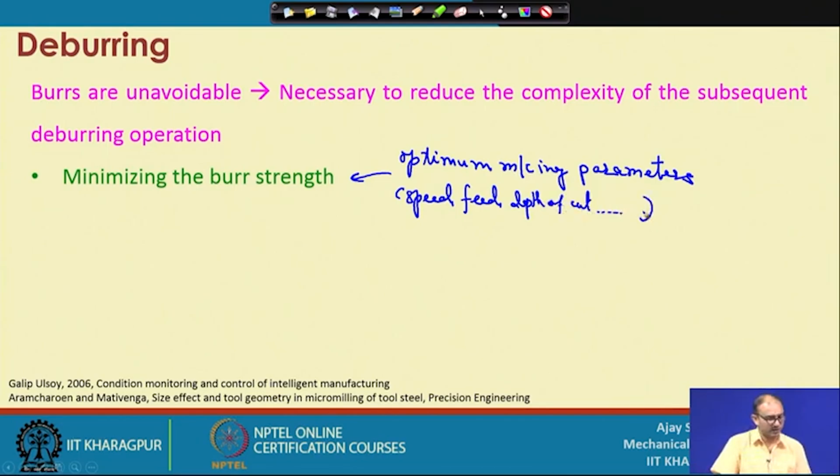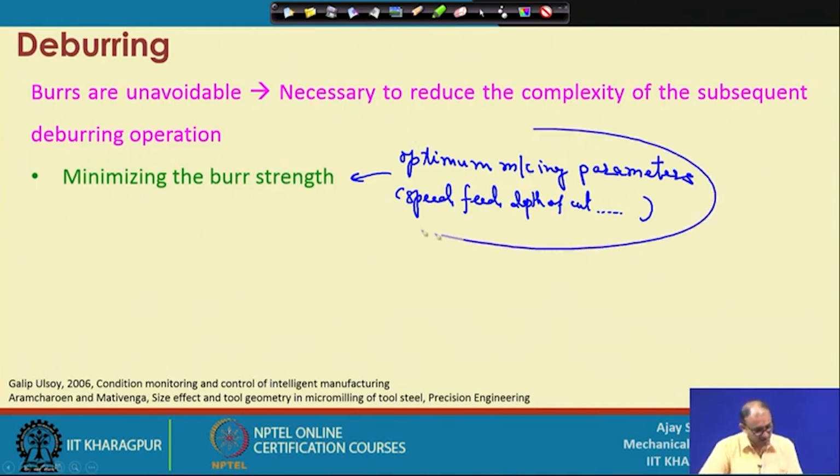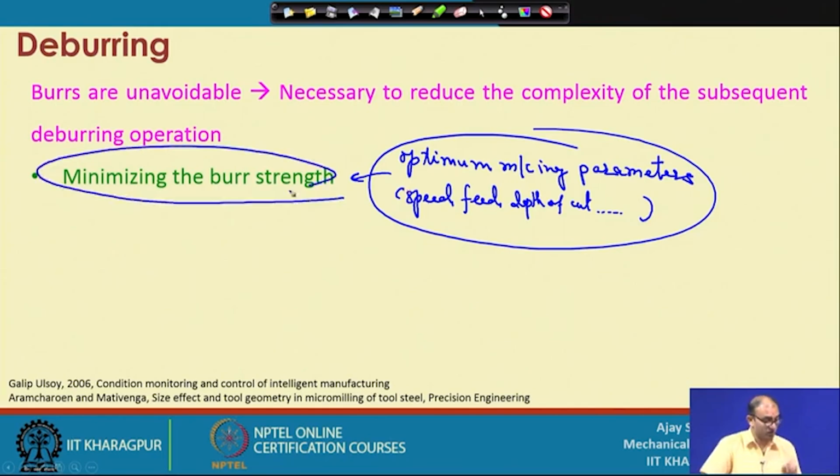There are many auxiliary ones: whether you are using coolant or not, how many flutes the cutter has, a 2 flute cutter or 4 flute cutter, and the machine specification. Those things also play an important role. But mostly, if you maintain these 3 parameters, you can actually minimize the burr formation.